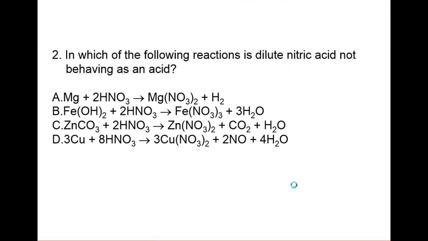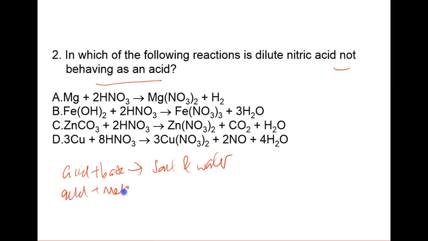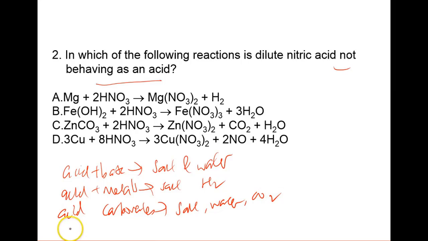So in which of the following reactions is dilute nitric acid not behaving as an acid? So let's do a quick recap. Acid reactions. We have acid and base giving us salt and water. We have acid and metals giving us salt and hydrogen gas. We have acid and carbonates giving us salt and water and carbon dioxide. And we have acid and oxides giving us salt and water.